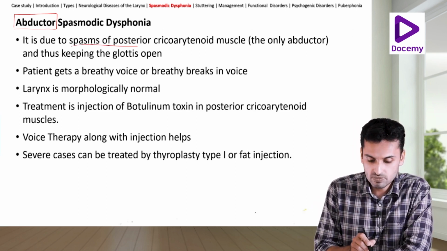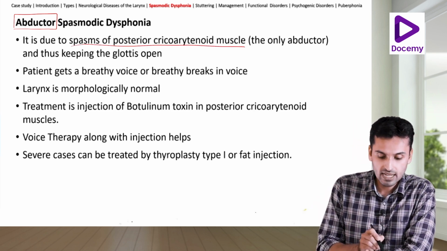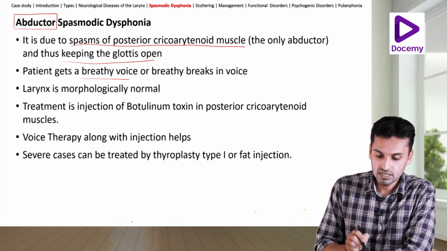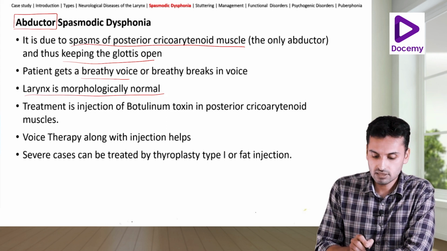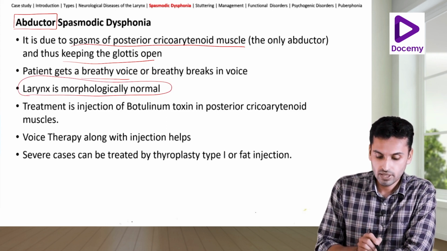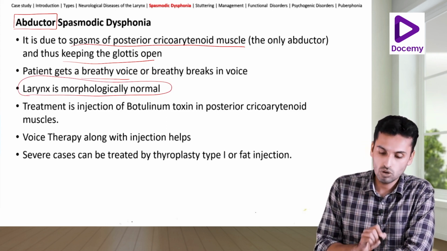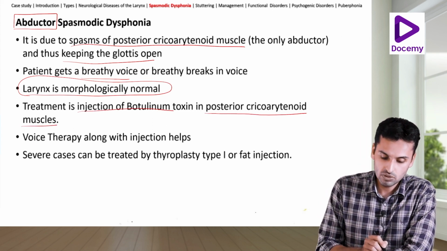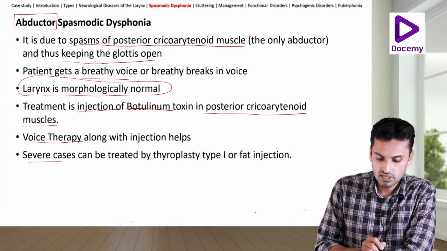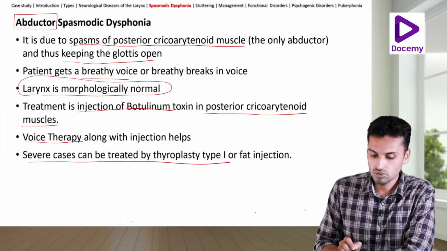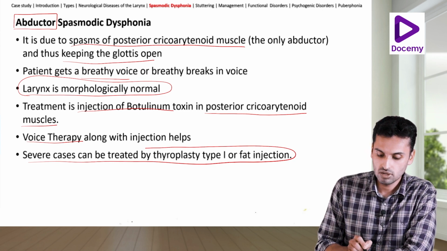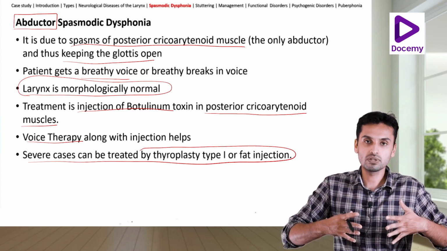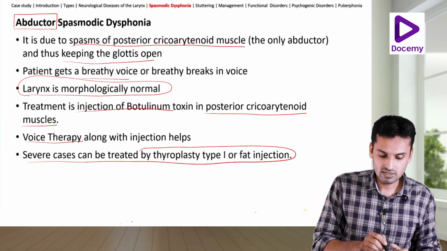This is due to spasms of the posterior cricoarytenoid muscle, which keeps the glottis open suddenly. So it has a breathy voice and breathy breaks in voice. Again, the larynx is morphologically normal. Here you inject the botulinum toxin into the posterior cricoarytenoid muscle and you give voice therapy. In severe cases, you have to treat with thyroplasty, type 1 thyroplasty or fat injection, where the cord is medialized. It prevents the cord from going too much into abduction. So you do that surgery, but that is in very severe cases.